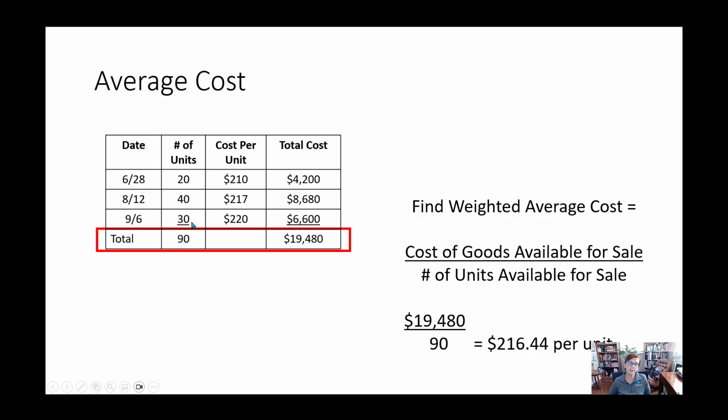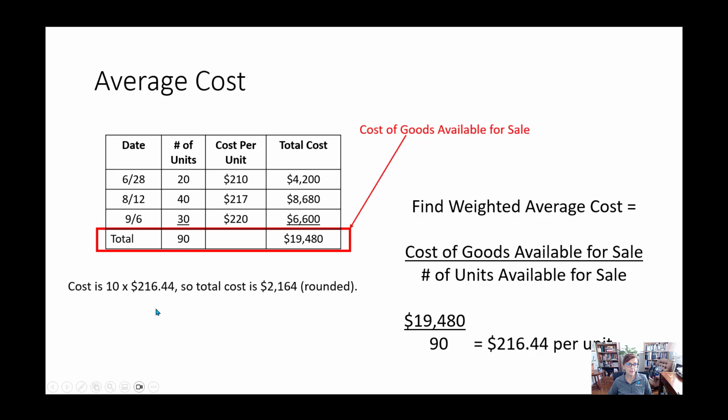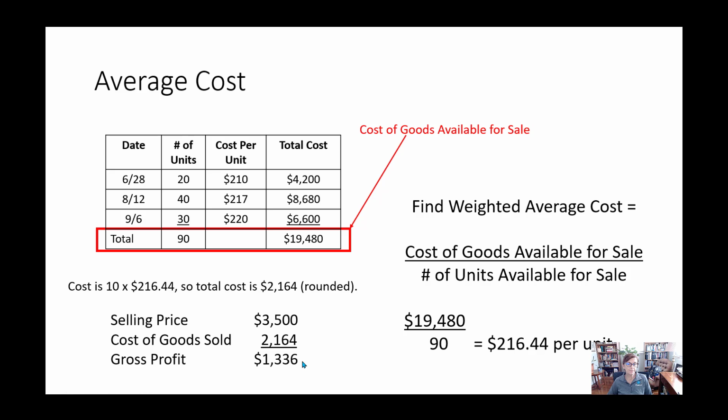If all these were 20, then it wouldn't matter, but we bought different quantities. So to find the weighted average, you take your cost of goods available for sale and divide it by the number of units that were available to sell. So we have our cost of goods available, 19,480 divided by the 90 gives us 216.44. So remember our cost of goods sold is going to be 10 units times 216.44. And so our gross profit is 1336.